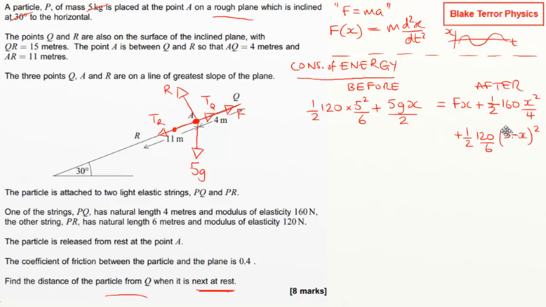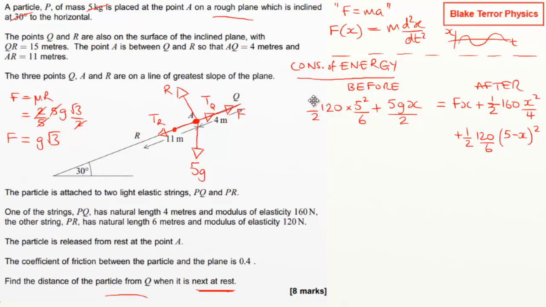So now all we've got to do is solve this for x, and we're going to need to get F. So our friction, F, is equal to mu R, and R is going to be equal to 5g cos 30 degrees. So that is 2/5 of 5g times root 3 over 2. So we've got a lot of things cancelled there. The 2's cancel, the 5's cancel, so we've got g root 3 as our F. So F is g times the square root of 3.